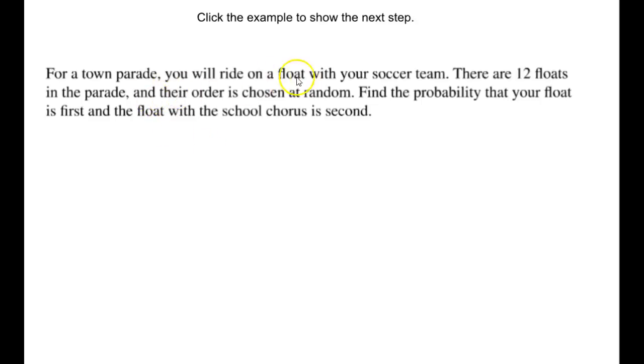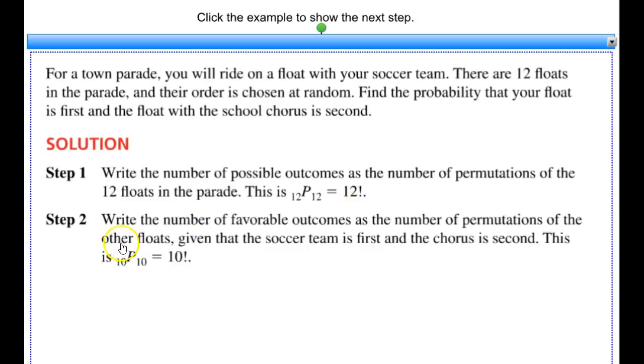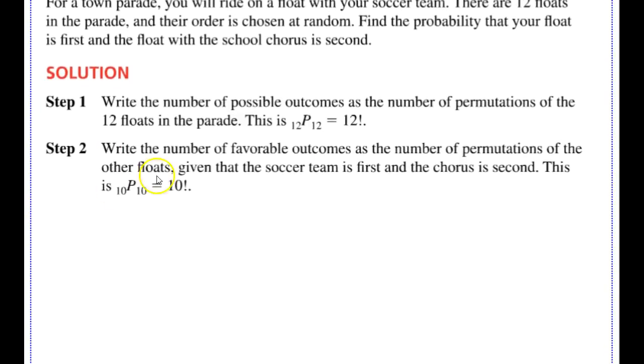For a town parade, you will ride on a float with your soccer team. There are 12 floats in the parade and their order is chosen at random. Find the probability that your float is first and the float with the school chorus is second. So again, order matters. We want to be first and the school chorus second. I write the number of possible outcomes. There are 12 floats in the parade, so that's my total. Then the number of favorable outcomes is the permutations of the other floats, given that the soccer team is first and the chorus is second. So this is going to be my 10 factorial.